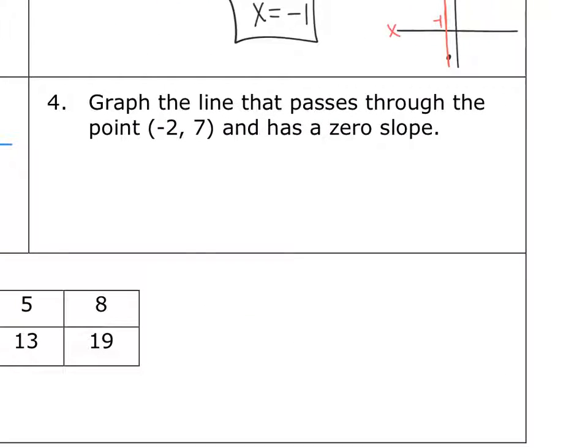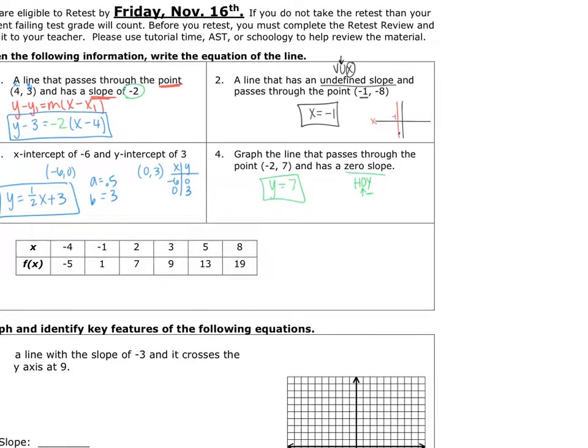Problem 4 passes through the point (-2, 7) with a slope of 0. 0 slope is a HOY equation, so the HOY tells me it's horizontal. I have a 0 slope, and I need a y equals, so it's going to be y equals the y from my point.